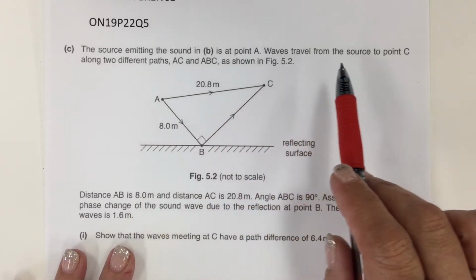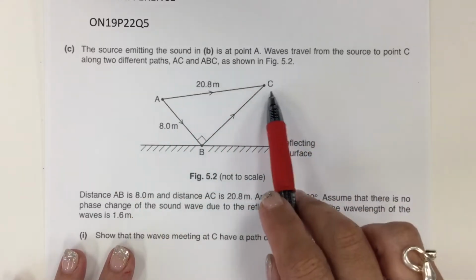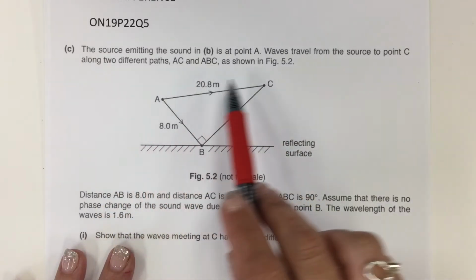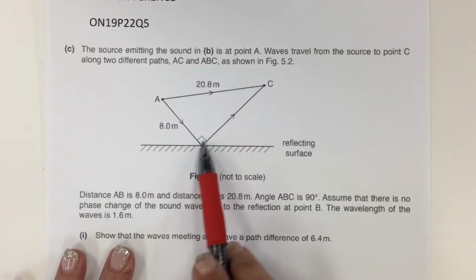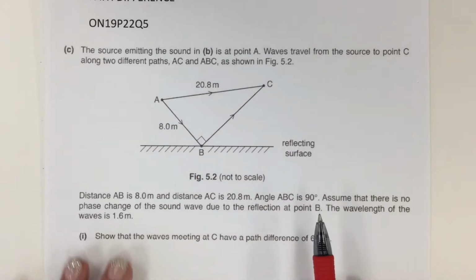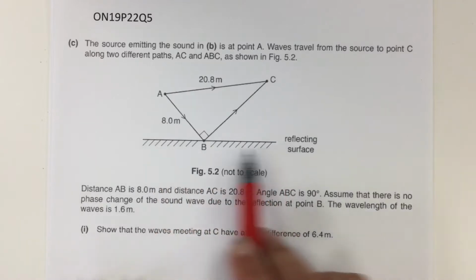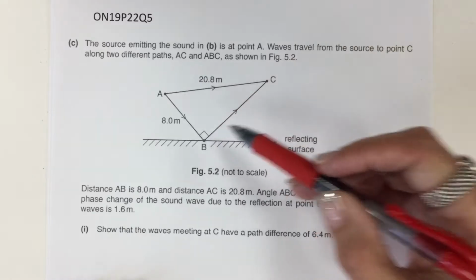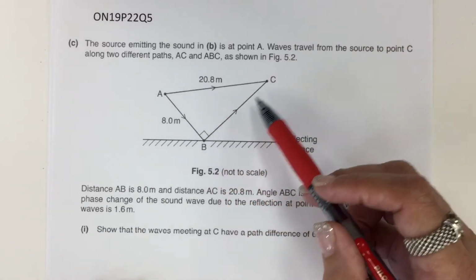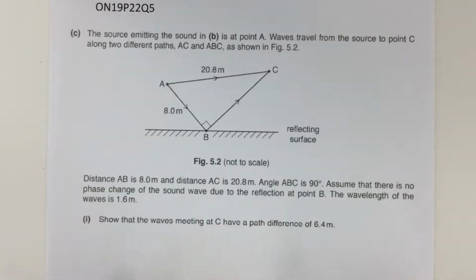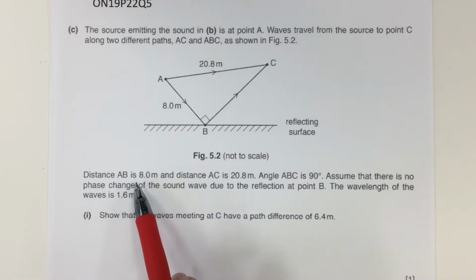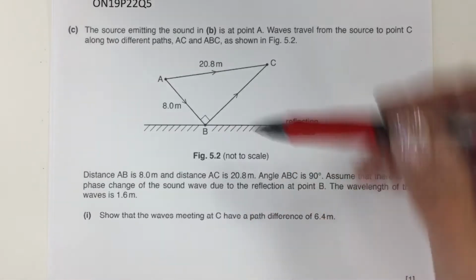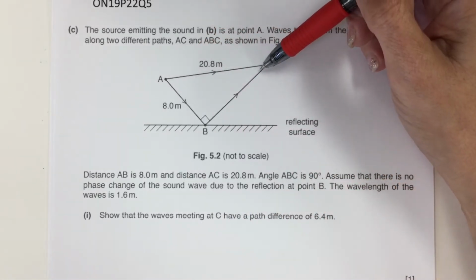Waves travel from the source to point C along 2 different paths, AC and ABC. As shown in this picture, and this is a reflecting surface. So the sound is going to hit this reflective surface and is going to bounce back like echo. Distance AB is 8 meters and distance AC is 20.8 meters.